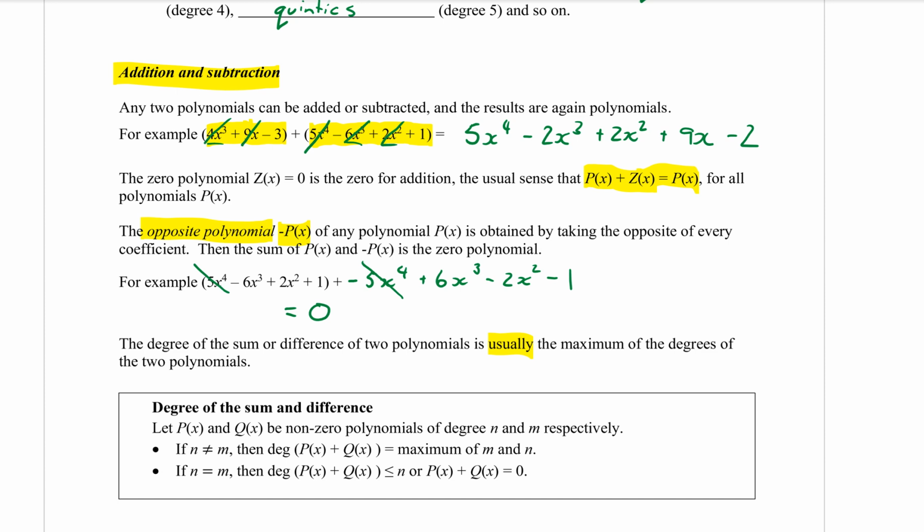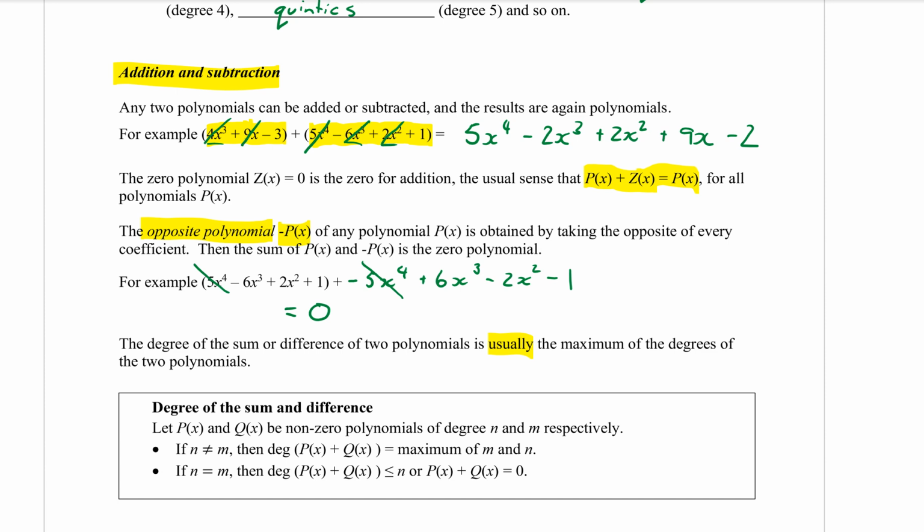Now it does say usually. What would be the exception to that? It would be if that highest power cancelled out. So if I had a 5x to the power of 4 and a minus 5x to the power of 4, then that is going to change because my highest degree is going to cancel out. Okay, but usually.